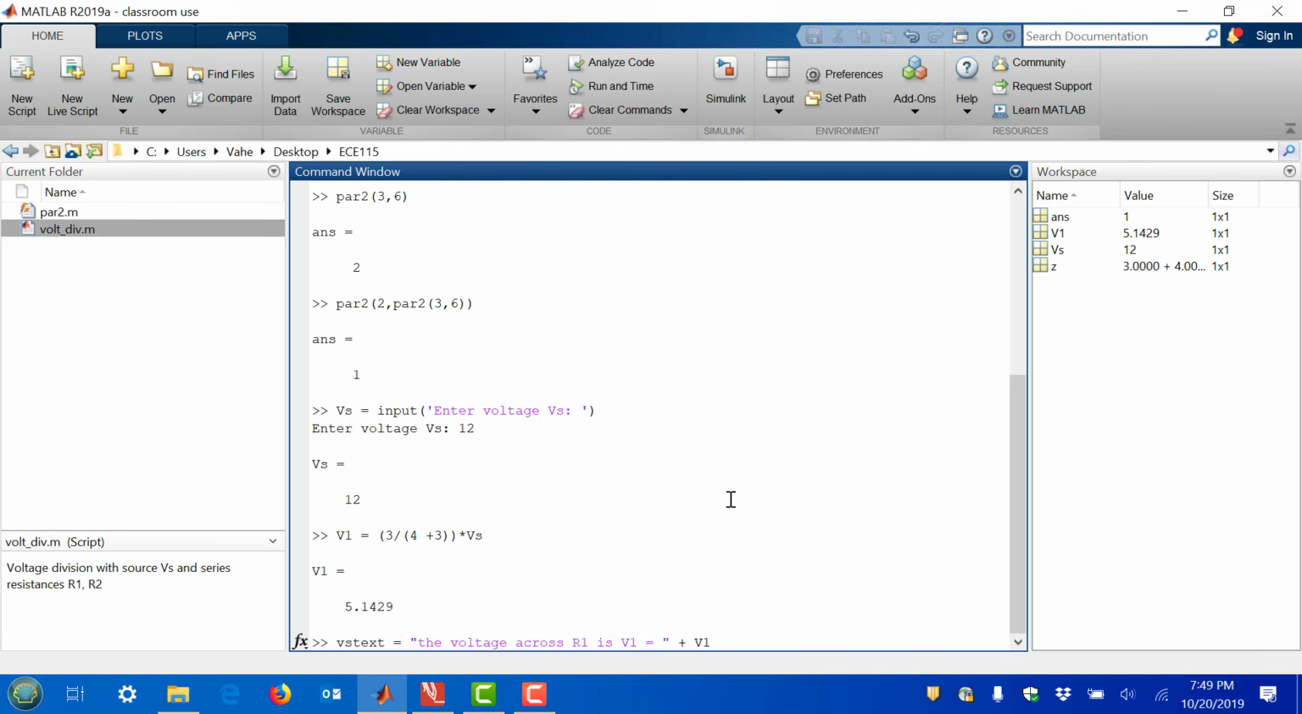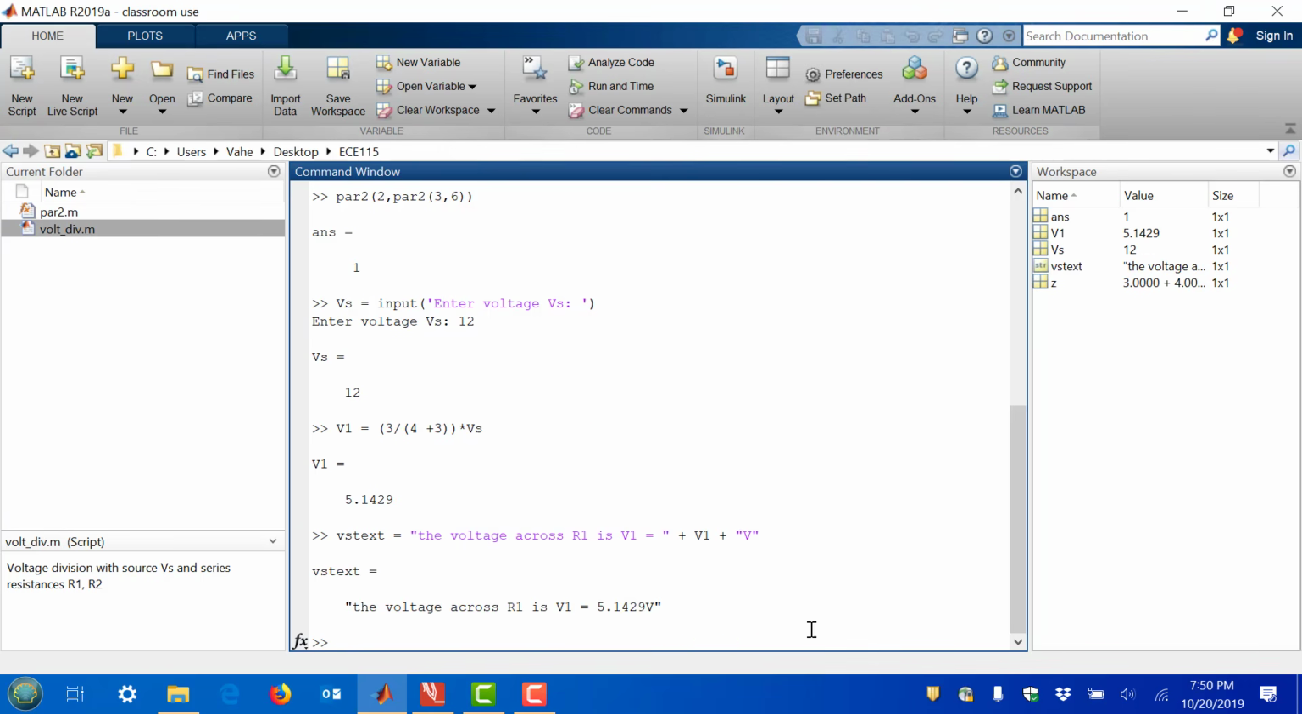The thing inside the double quotes is text. You can make that anything you like. And then we'll say volts here. So this is the text, what the user will see. It'll say the voltage across R1 is V1 equals, and there'll be some numerical value represented by this over here. In this case, it's going to be 5.1 volts.